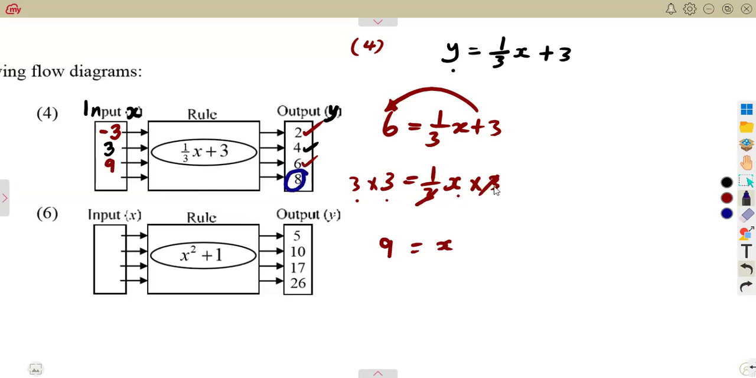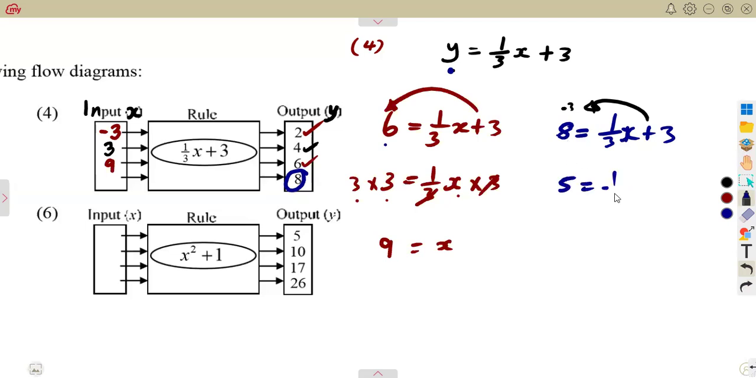If this is 8, you do the same thing. In place of this y, you're going to substitute 8. So that's 8 is equal to 1 over 3x as it is, plus a 3. All right, take this 3 to the other side. That is going to be 8 minus 3 because that is a plus. So this side is to be a minus 3. You subtract. So that is going to be 8 minus 3, which is 5.